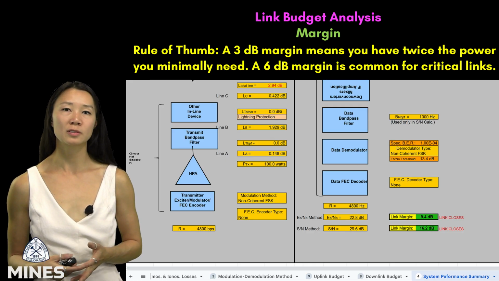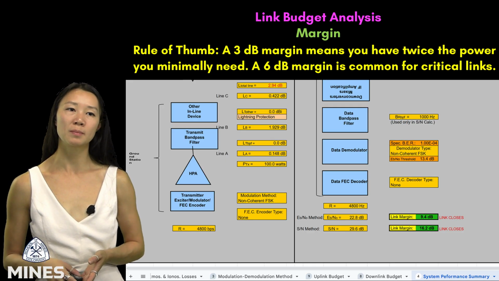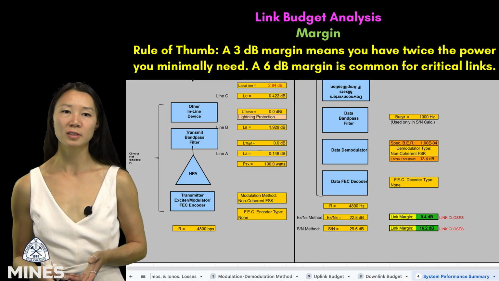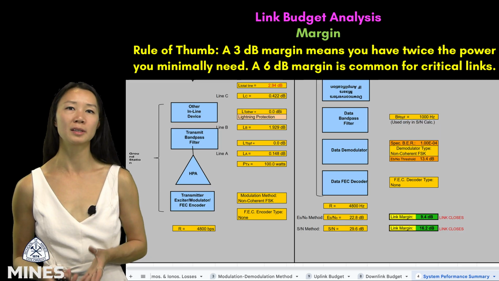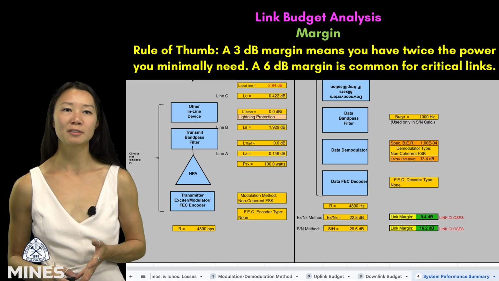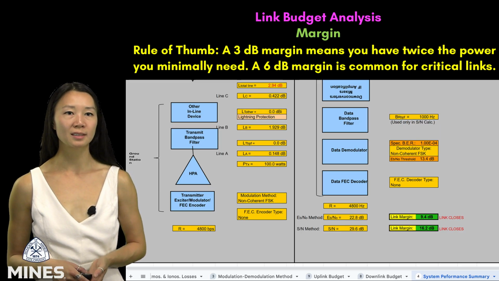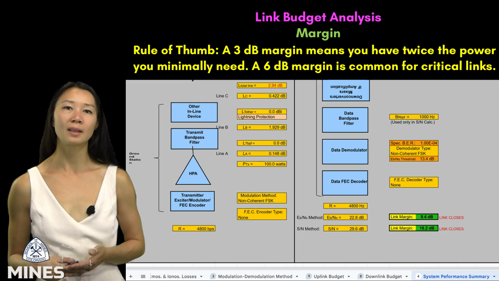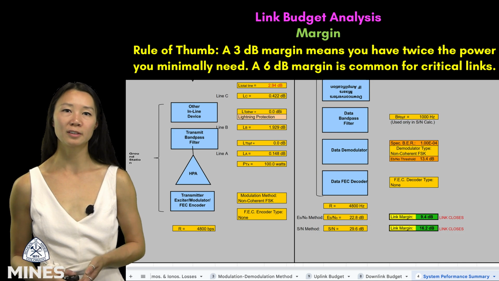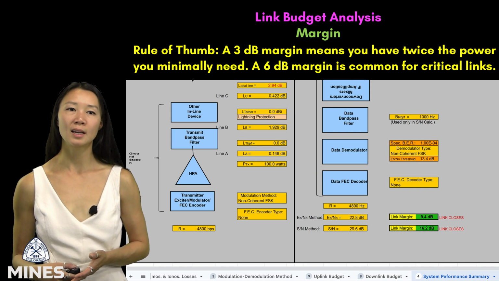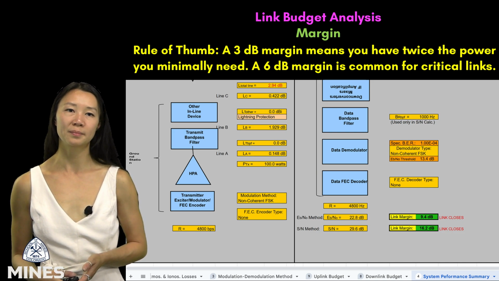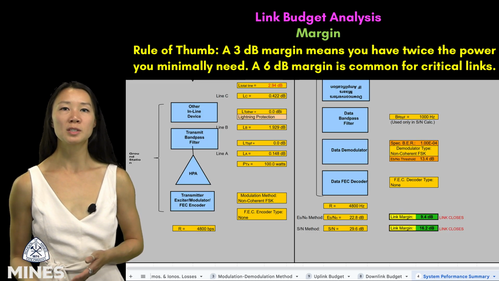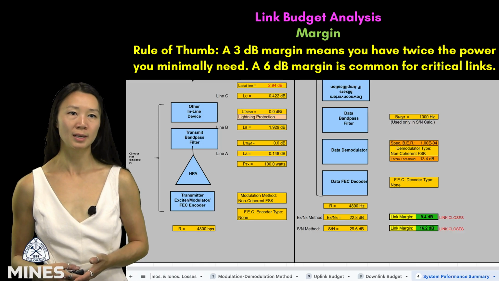But just being above the noise floor isn't enough. We also have to compare it to the minimum EB over N naught required by our modulation and coding scheme. And that's where link margin comes in. Link margin is the difference between what we've got and what we need. It tells us how much buffer we have to account for real-world conditions like antenna pointing errors, weather effects, especially for Earth-based links, and our components aging over time. The general rule of thumb is a 3 decibel margin, which means you have twice the power you minimally need.